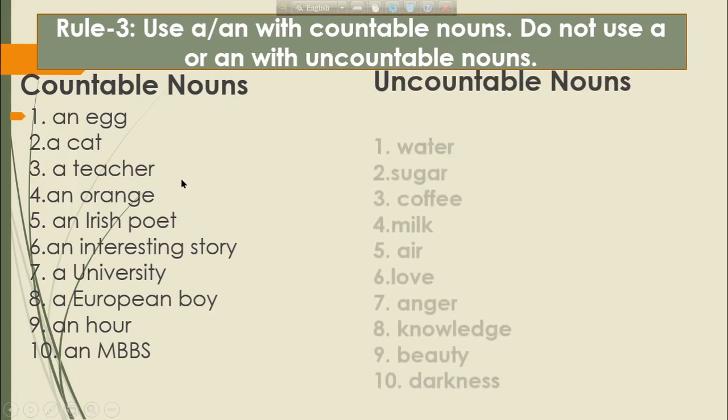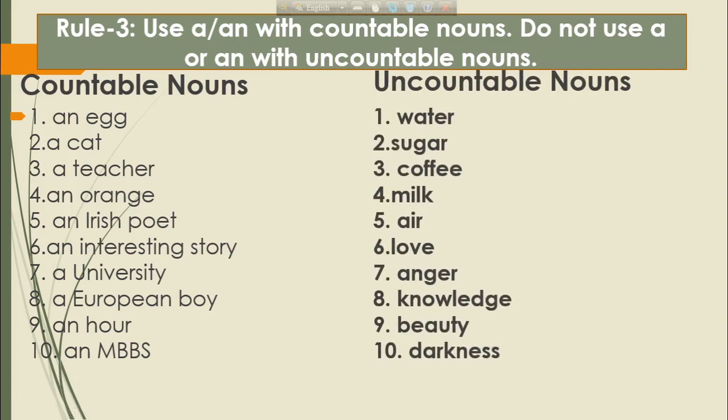But uncountable nouns cannot be counted in this way. So here are some examples of uncountable nouns. They are water, sugar, coffee, milk, air, love, anger, knowledge, and so on. So we can't say a water, a sugar, a coffee, a milk, a love, an anger, and so on. So this actually doesn't make sense.